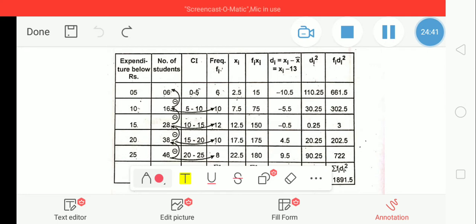Now fi multiplied by xi. So 6 multiplied by 2.5, that is 15. 10 multiplied by 7.5, so 75. 12 multiplied by 12.5, so 150, and 10 multiplied by 17.5, so 175, and 8 multiplied by 22.5, so 180.